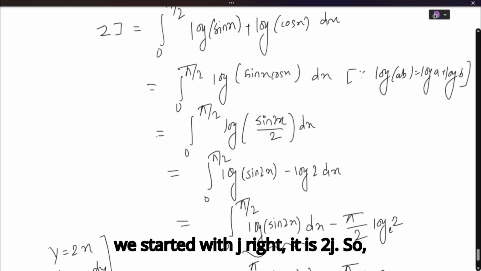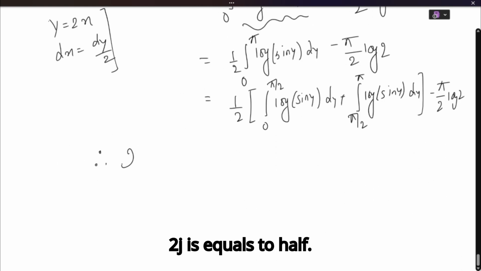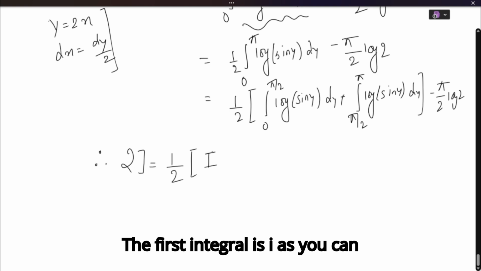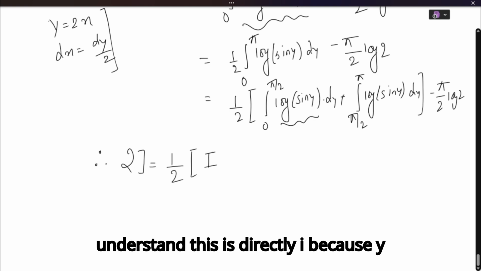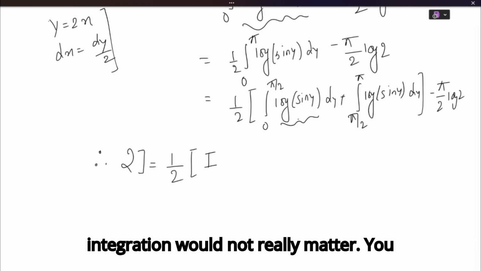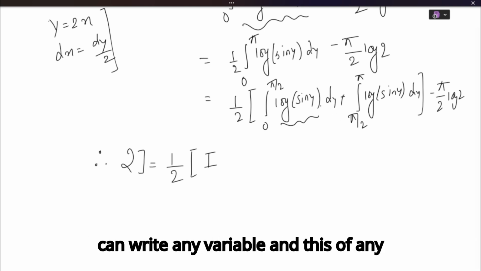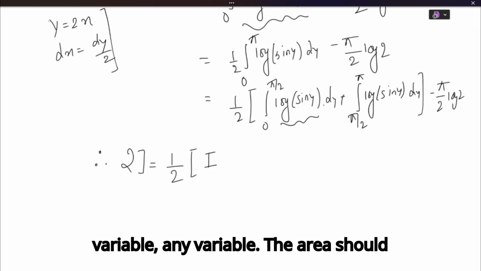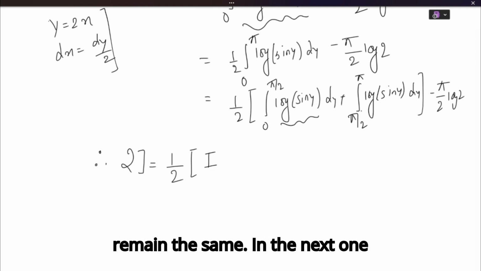Therefore, we started with J, right? It's 2J. So 2J is equal to half. The first integral is I, as you can understand. This is directly I, because y does not matter, as I've already told before. The variable change in definite integration would not really matter. You can write any variable in place of any variable, a new variable basically. The area should remain the same.